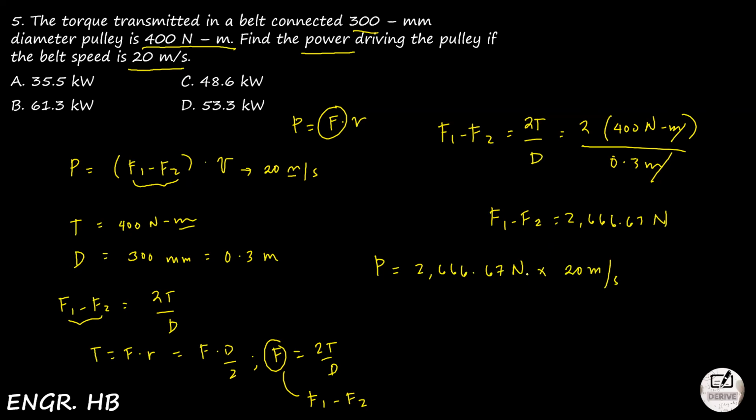And we all know that newton times meters per second will give you joules per second or watts. So 2,666.67 times 20. So that was 53,333.33 watts. And we all know that in every 1 kilowatt, there are 1,000 watts. So just divide this answer by 1,000 and that will give you 53.33 kilowatts. So obviously, the answer is letter D.